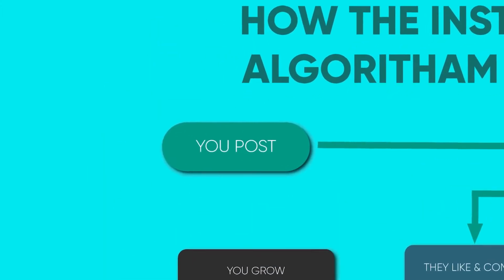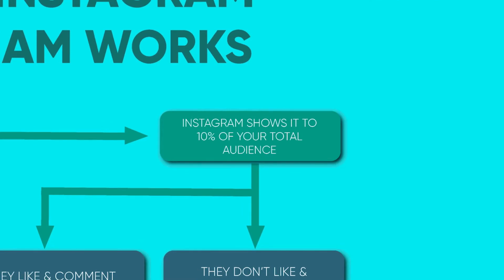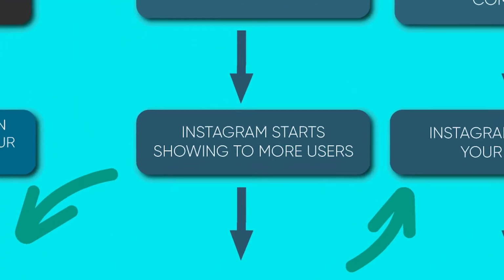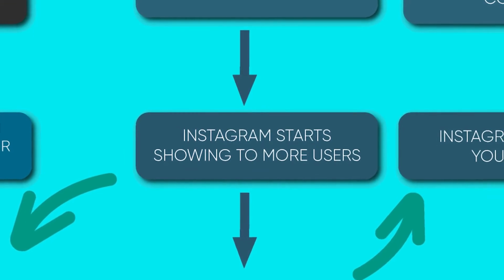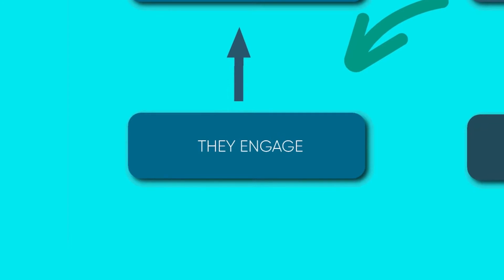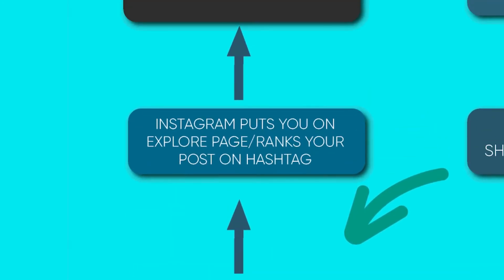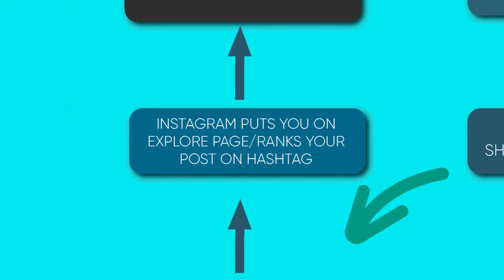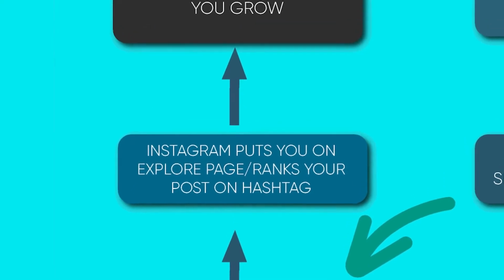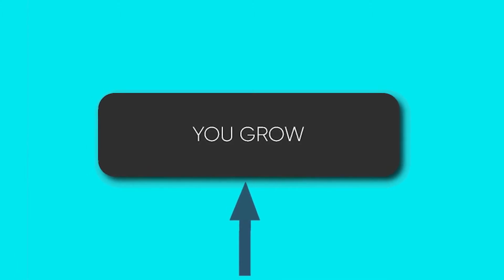So basically, once you publish your content, it will appear in only 10% of your audience's feed. If they engage with your content, the algorithm pushes it on the feed of more users. As more and more users engage with the post, soon the algorithm will realize that your content is worthy of the Explore page and rank your post on the hashtag. Once your content appears on the Explore feed, it will actually be trending. This means that more people will see and engage with your content, eventually increasing your audience.